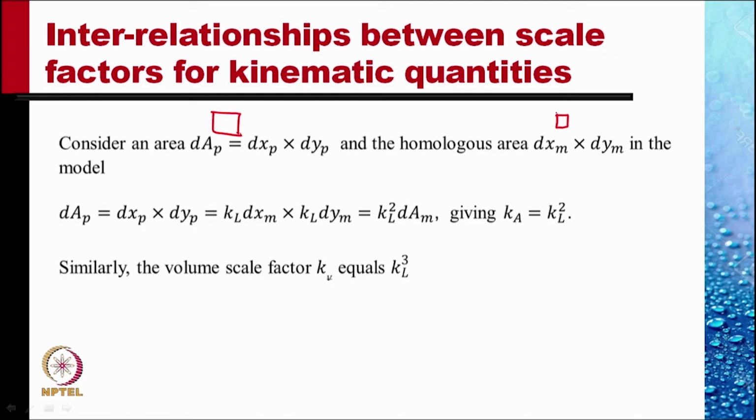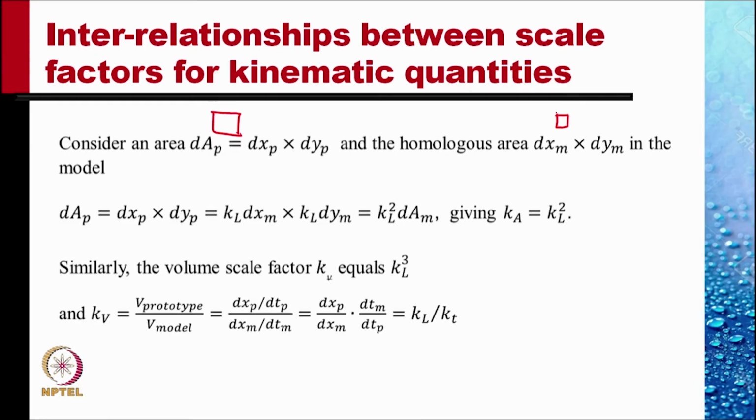Similarly, the volume scale factor Kv equals KL cubed. Area has two dimensions of length, so the area scale factor has two KLs, KL squared. Volume is three-dimensional length, so Kv is KL cubed.